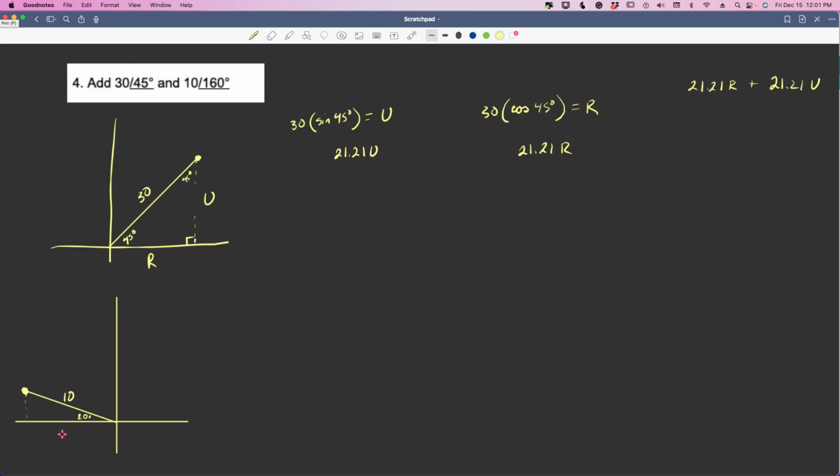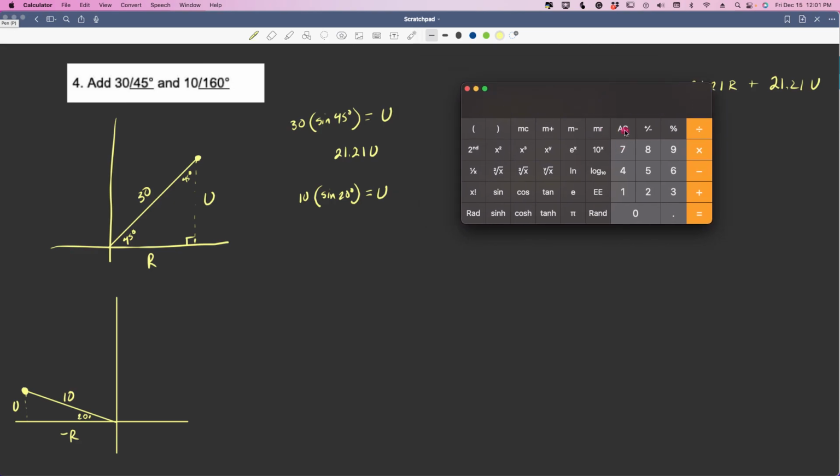So we have a negative r because it's on this side, but it's a positive u because it's above the x-axis. So we're just going to plug in our numbers like we did before. We're going to say the hypotenuse times the sine of 20 degrees is equal to u, because that's the opposite side, and 10 times the cosine of 20 degrees is equal to a negative r, because that's where it's located. It's on the left side of the y-axis. So now we just do the calculator bit.